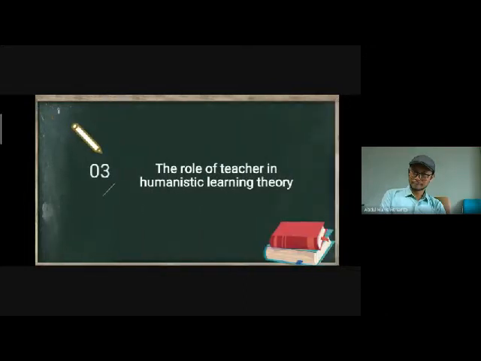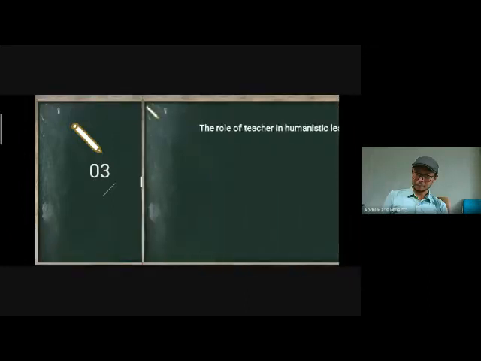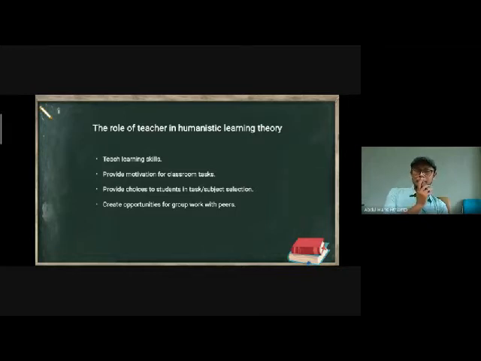Next, we are going to the role of the teacher in humanistic learning theory. In the humanistic learning theory, teachers and students have specific roles for success. The overall role of the teacher is to be the facilitator and role model, not necessarily to be the one doing the teaching. The role of the teacher includes first, teaching learning skills. Good teachers in humanistic learning theory focus on helping students develop learning skills. Students are responsible for learning choices, so helping them understand the best way to learn is key to the success.